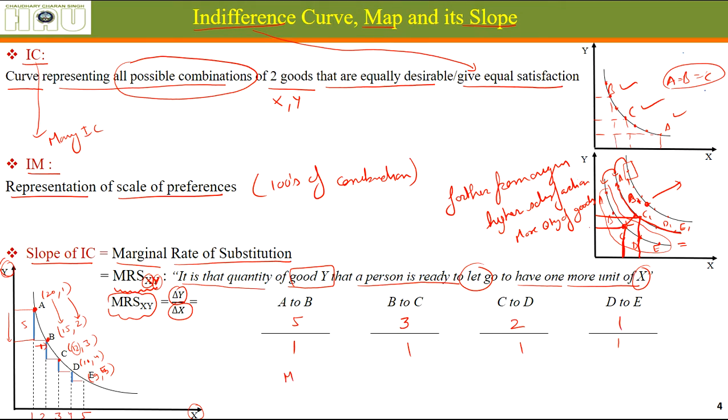As you can see, the marginal rate of substitution between two goods is decreasing as we move down the indifference curve, from left to right. Marginal rate of substitution decreases. Okay, why does this happen? We will be studying that in the next slide.